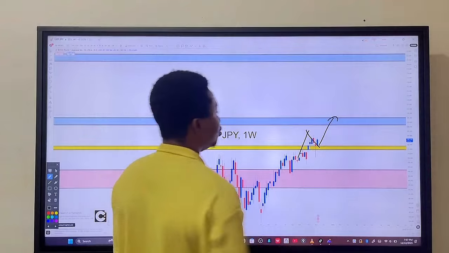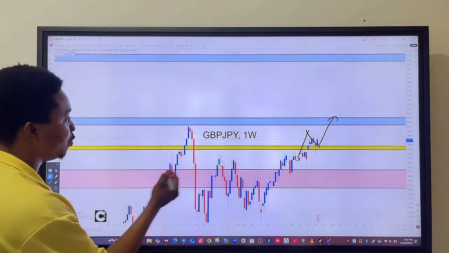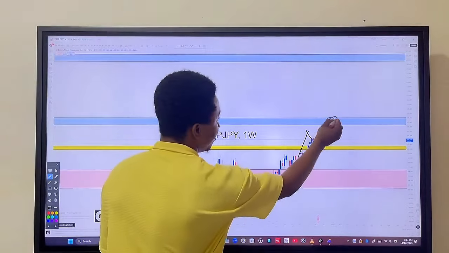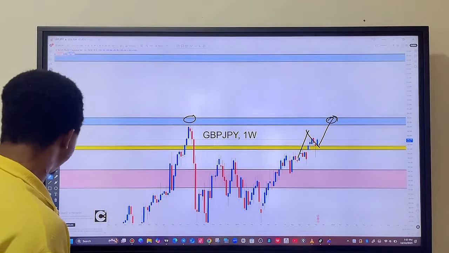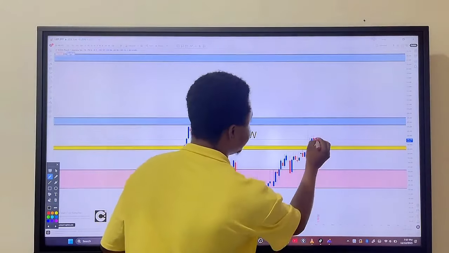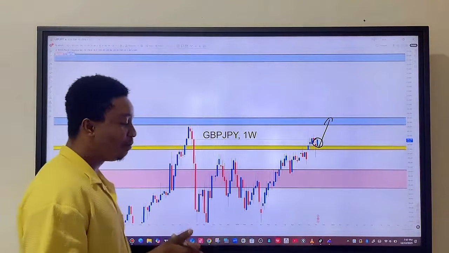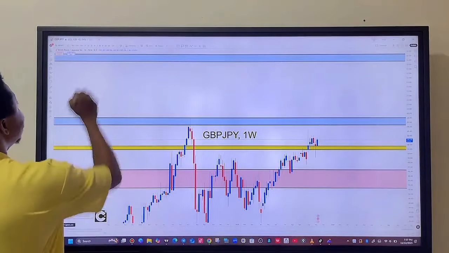So, price on the weekly is going to make contact with this one resistance level. So in that case, we are looking for buying opportunities here to the upside. How do we pick that buy? Let me take it again to the daily so that we can continue with the breakdown.